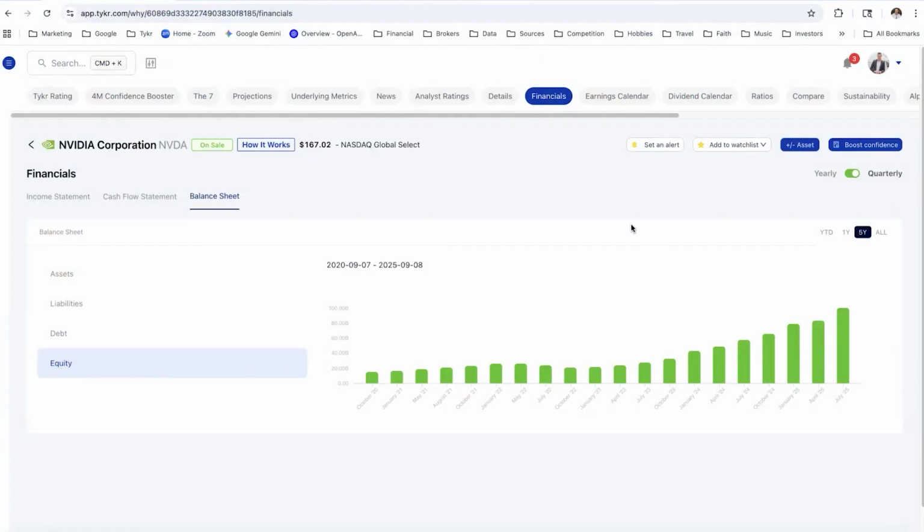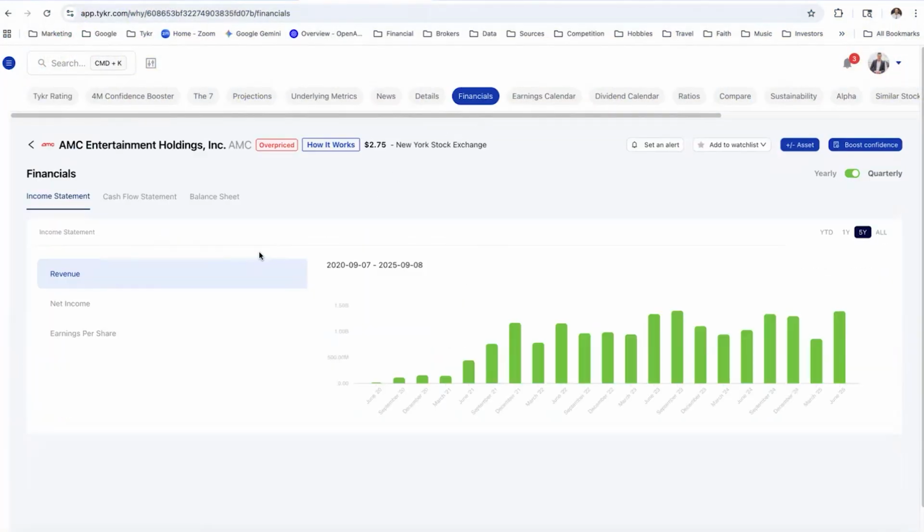Let's look at another stock here. We took a look at Microsoft, but let's skip that and go right to AMC. This is going to be a different story. Go to financials. Revenues, look at this, completely different. It's like up and down, up and down, up and down. We don't want that. We want to see the revenues increasing consistently.